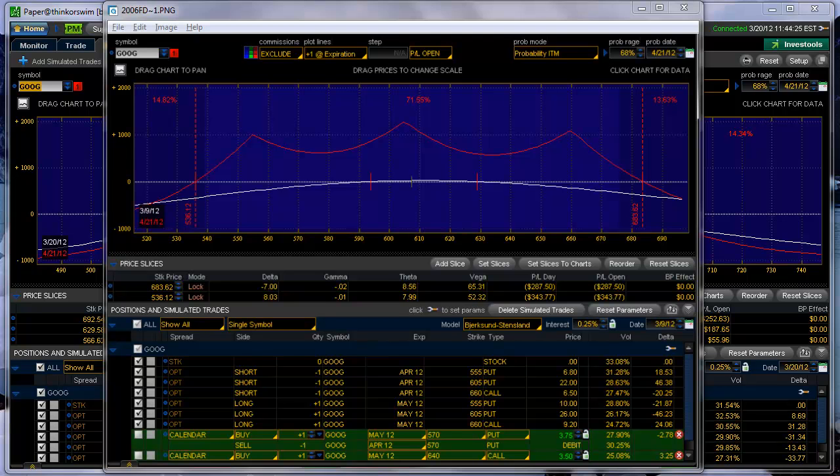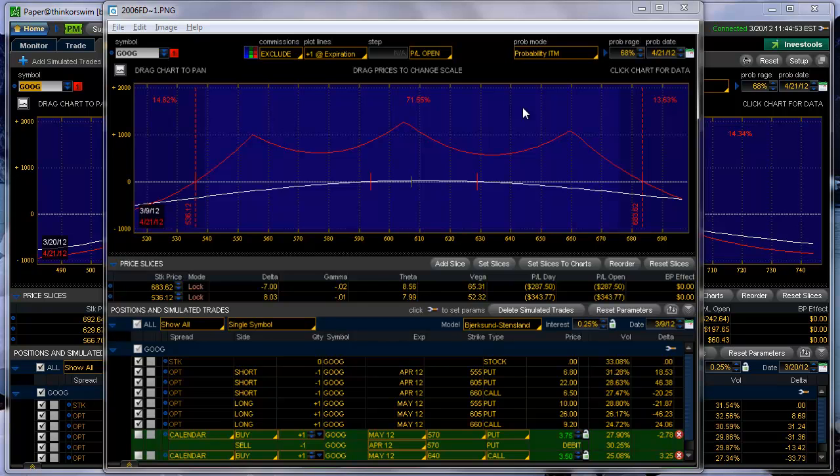And it was a triple calendar, which I'm showing here. We have a calendar with puts at 555, 605, and a call at 660 with April and May expiration. And this is what the profit tent looked like back on the 8th when I opened it.